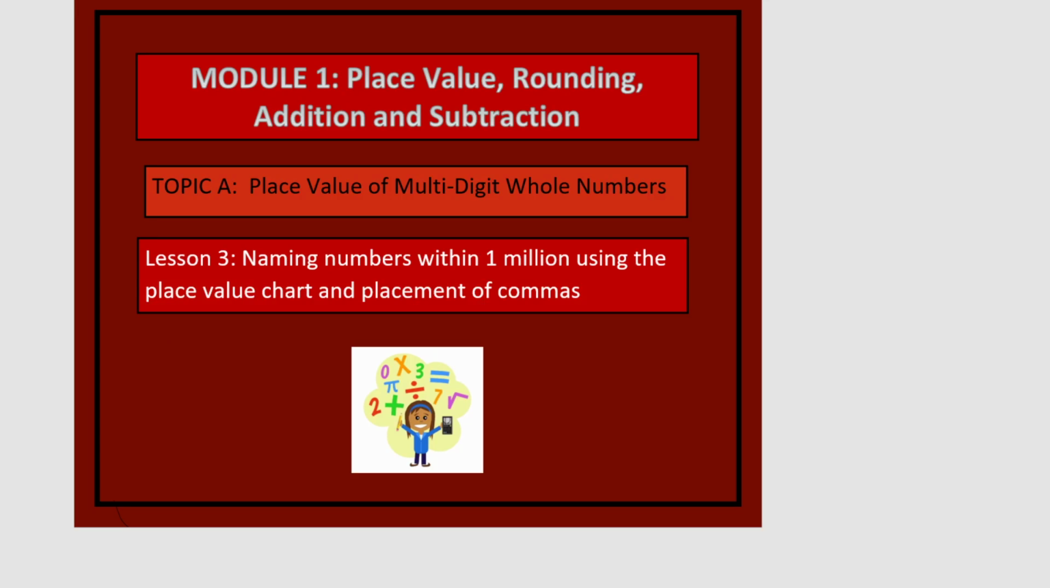This is Module 1, Lesson 3. In this lesson, we'll be naming numbers within 1 million using the place value chart and the placement of commas. We're going to start with the template from Lesson 2, which is the place value chart that goes to 1 million. And we're going to label the units on our chart. So let's do that together.